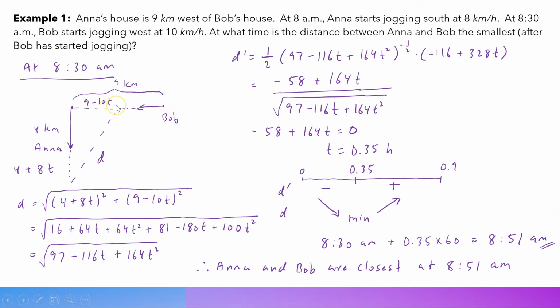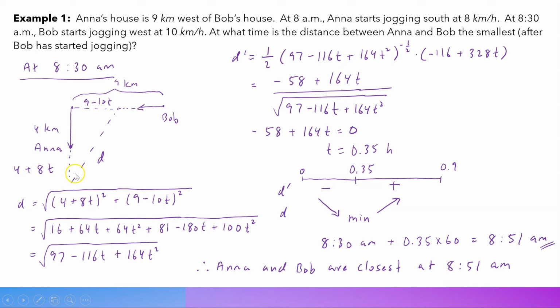Now Bob initially is 9 kilometers away from this point here, Anna's house. And then Bob is traveling at 10 kilometers per hour, so Bob is going to get closer and closer to Anna's house. And so this expression here, 9 minus 10t, so 9 is the original distance that Bob is away from Anna's house, minus 10t. So 10 is his speed, and t is the time. And so what we end up getting is a right triangle. This side of the triangle is 9 minus 10t, while this side of the triangle is 4 plus 8t.